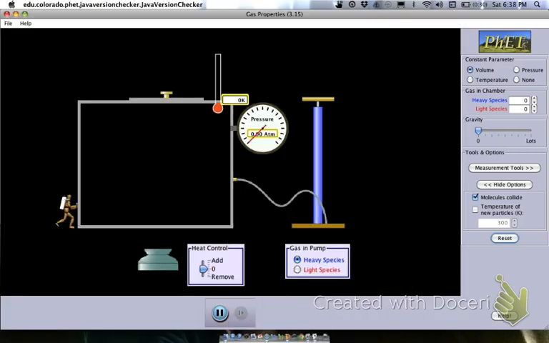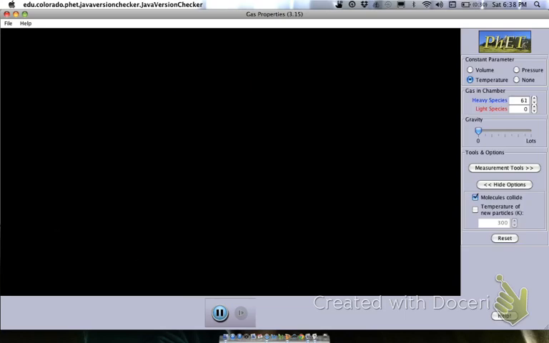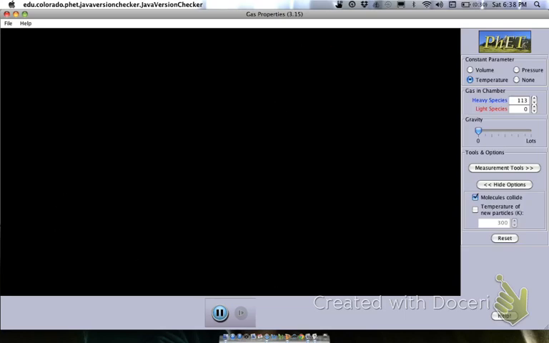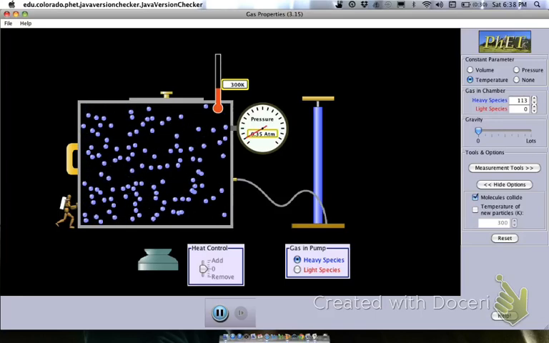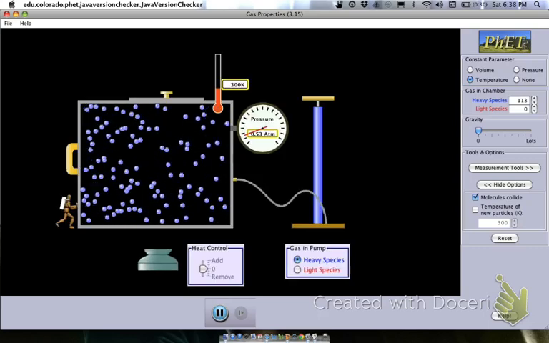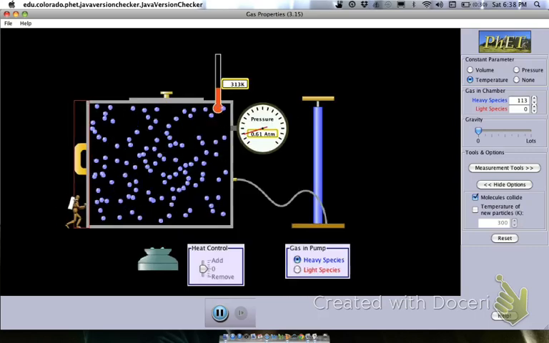Where is it? There we go. I'm going to keep temperature constant, and then we're going to see what happens with volume and pressure. So right now the pressure was 0 atm. I'm going to increase the pressure. All right. So the volume's staying pretty consistent. Let's see what happens to the pressure as I make this container smaller.